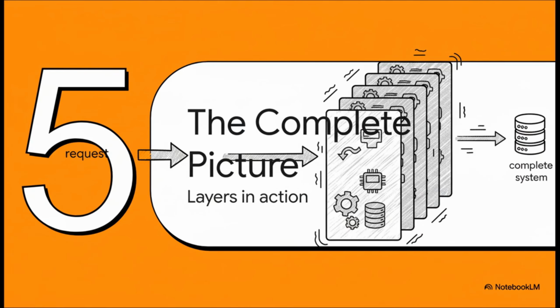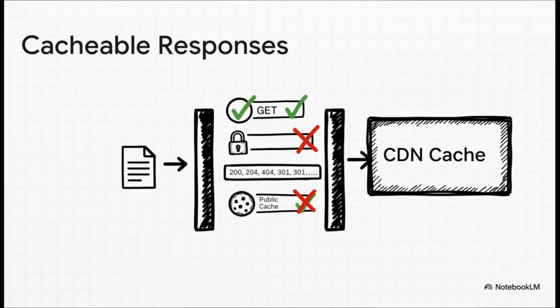Okay, we've looked at all the individual layers. Now let's put it all together and trace a request through the entire system, from start to finish. But first, it's super important to know what can even be cached by a shared system like a CDN. There are rules. The request has to be a simple GET or HEAD request. It can't contain an authorization header, and the response can't be trying to set a cookie. Basically, these rules are a safety net to prevent personal or private data from ever being accidentally cached and then served to the wrong person.